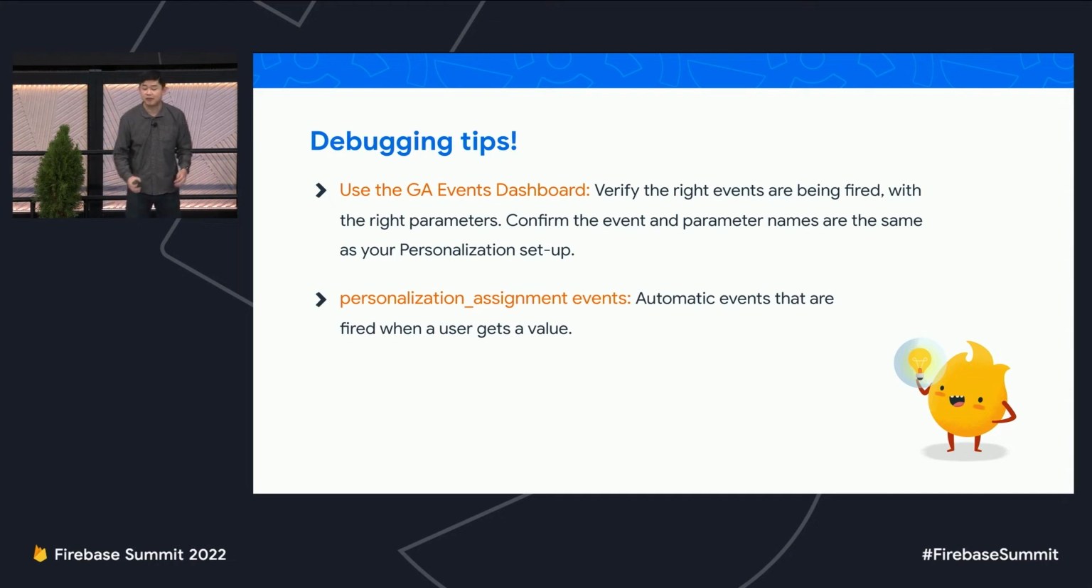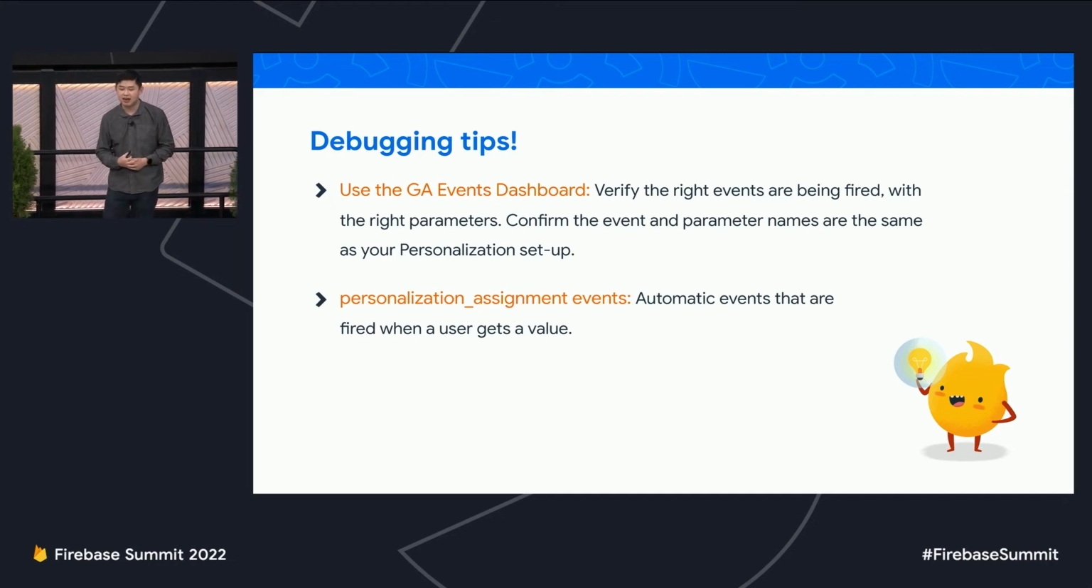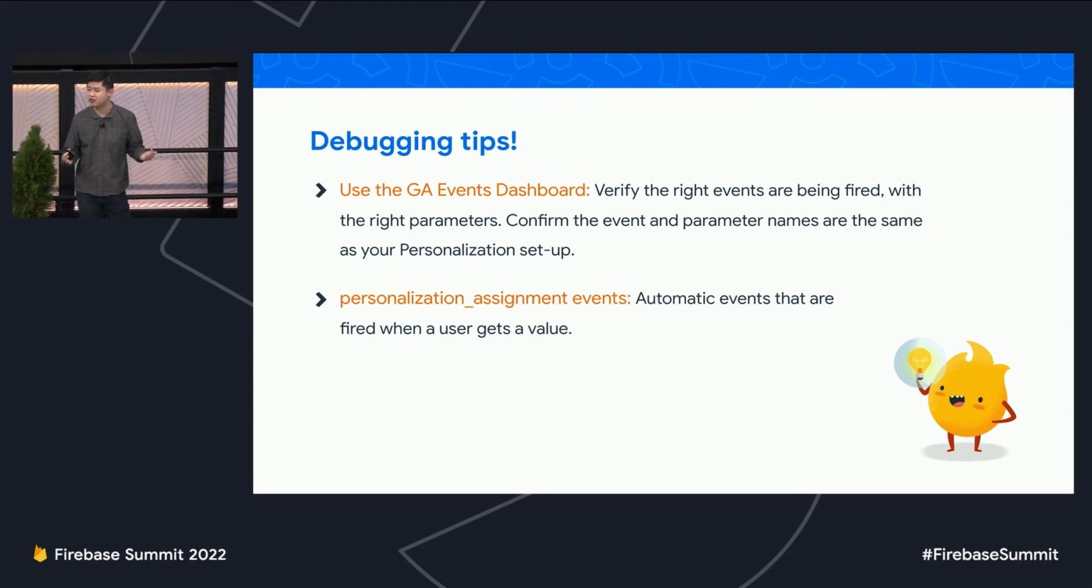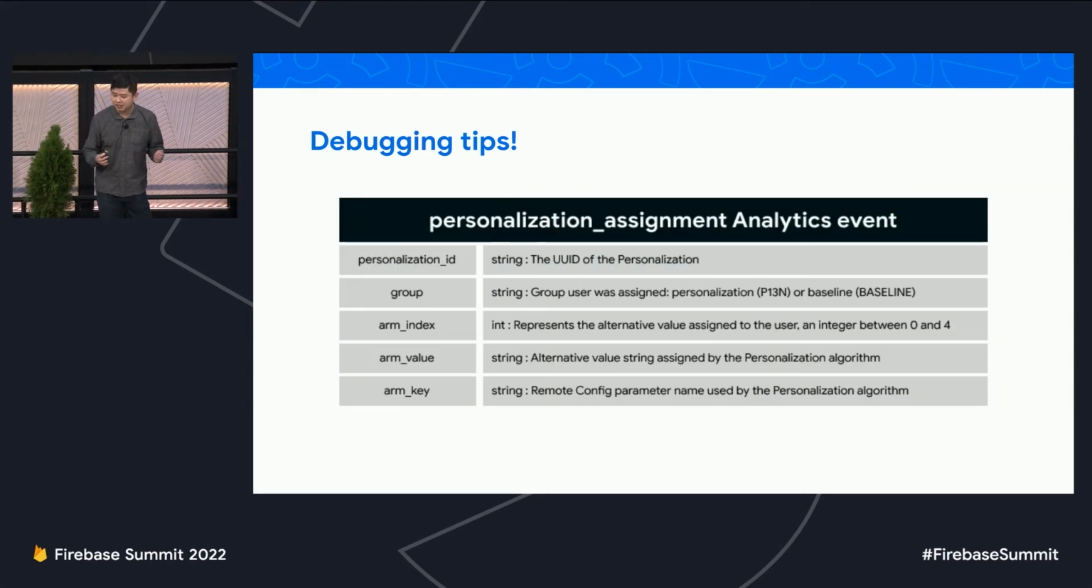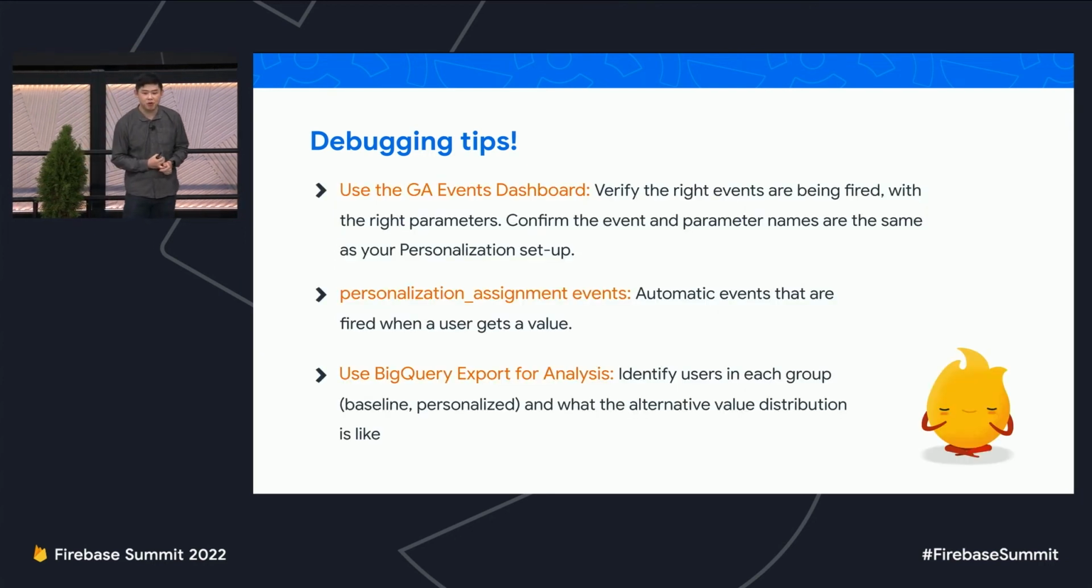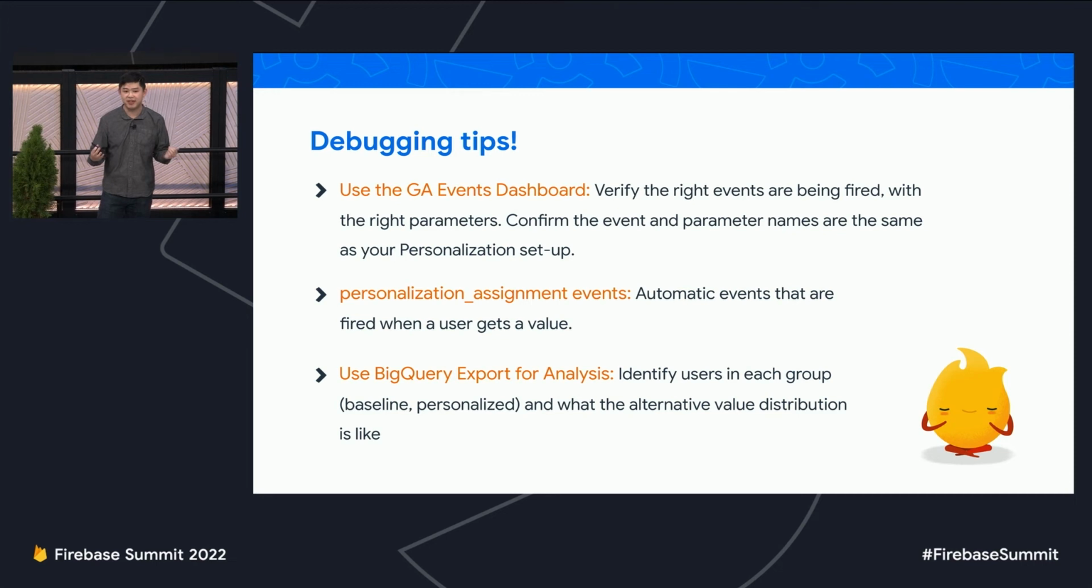You can also search for personalization assignment events. These events are automatically fired whenever a user gets a value. It notes the personalization ID, the group that the user is in, whether it's baseline or personalized, the alternative index and value that the user got, and the remote config parameter name that's associated with this personalization. So what can you do with all this data? Well, you can export it to BigQuery and use this event to identify users in each group of interest and slice your analytics data accordingly.